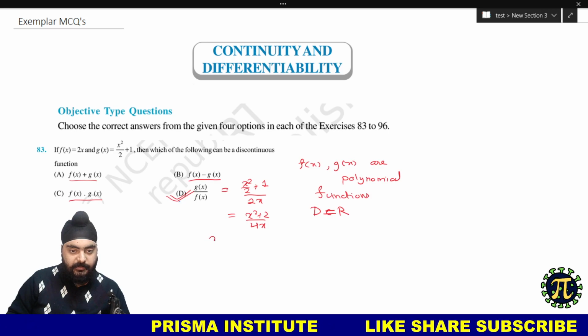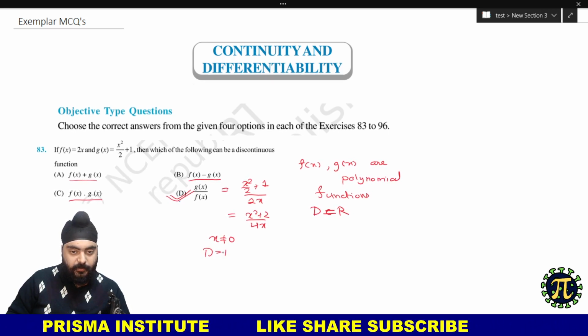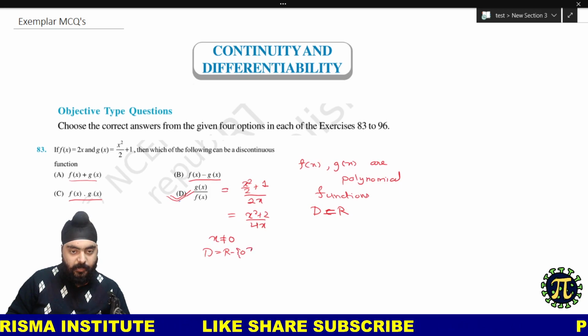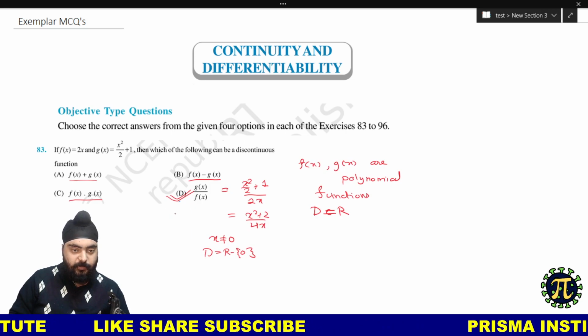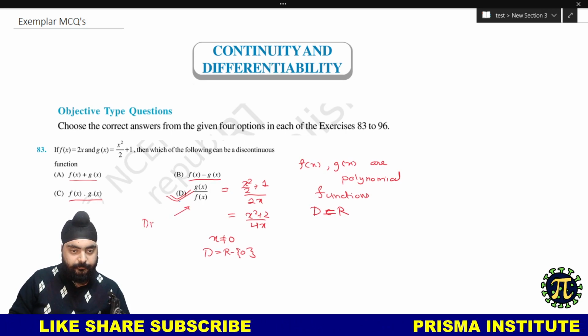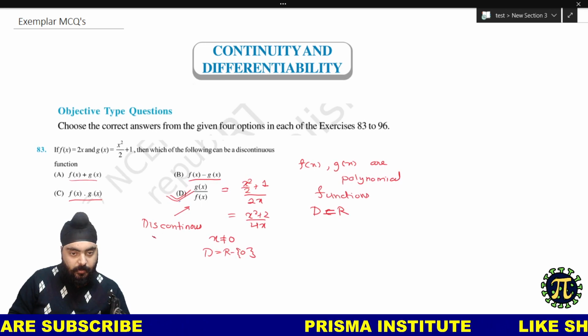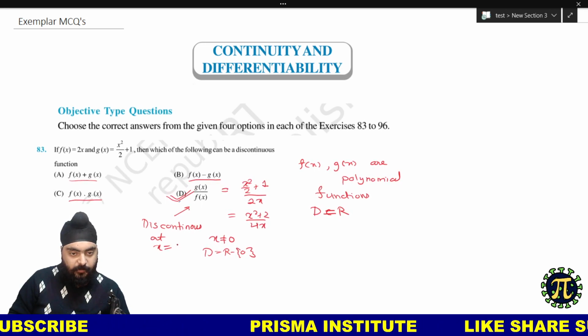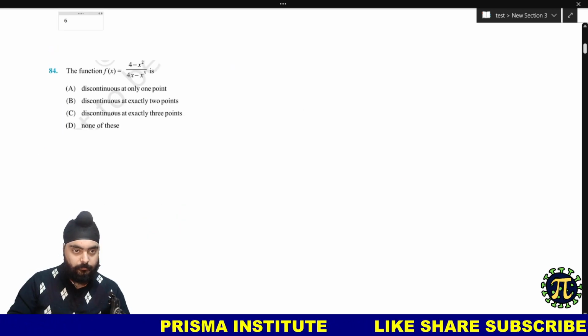And यहाँ पे we can see x should not be 0, right? Denominator should not be 0. So यहाँ पे domain क्या आ रहा है? Real minus 0. And so this function is discontinuous at x is equal to 0, right? ठीक है? Discontinuous at x is equal to 0. So let's move to next question.